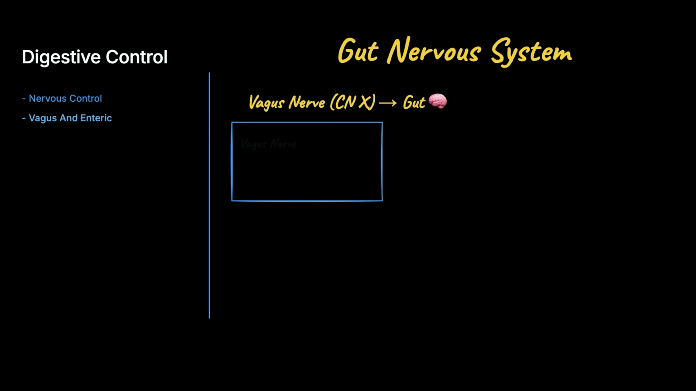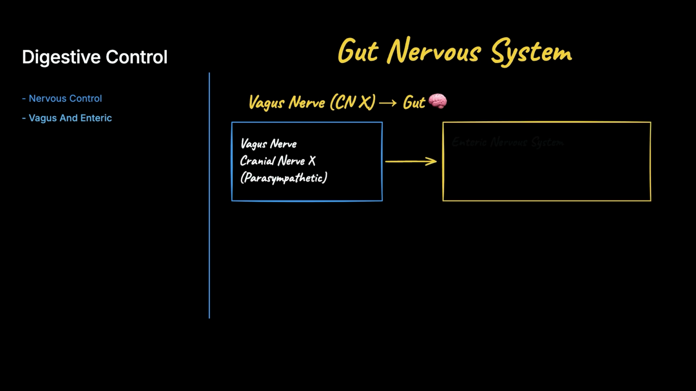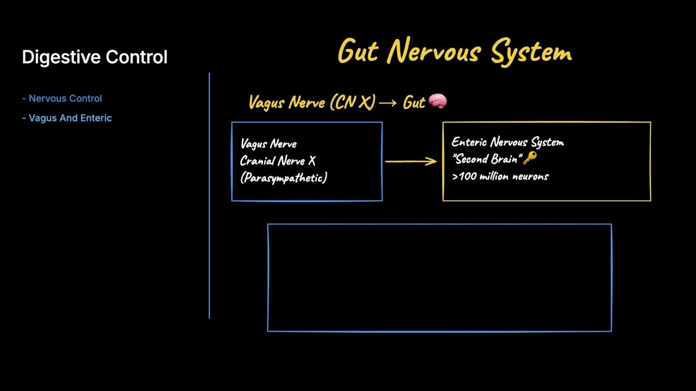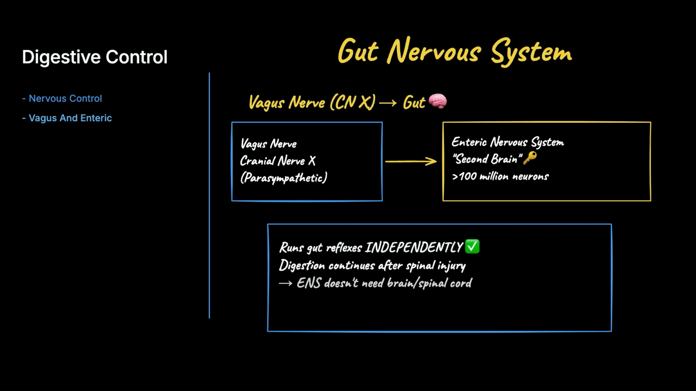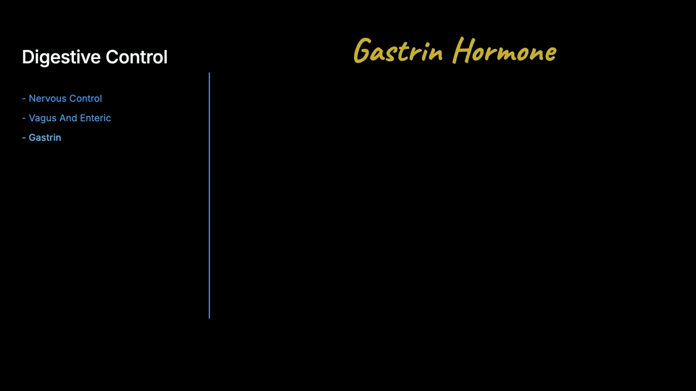The main parasympathetic nerve to the gut is the vagus nerve, cranial nerve 10, so connect those whenever you see them. Remarkably, the gut has its own nervous system, the enteric nervous system, with over 100 million neurons. Nicknamed the second brain, it runs many reflexes alone, so digestion continues even after spinal injury.